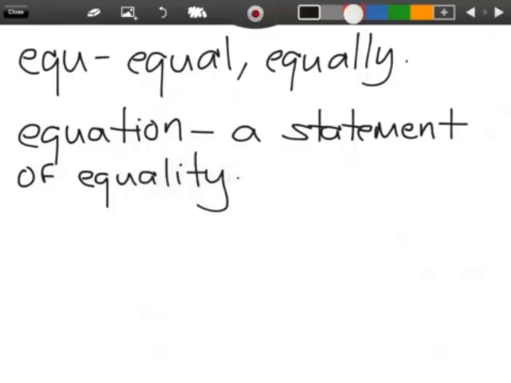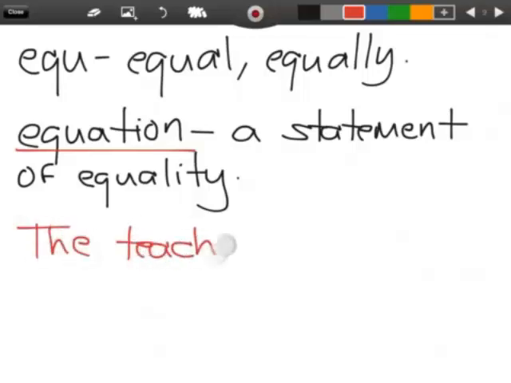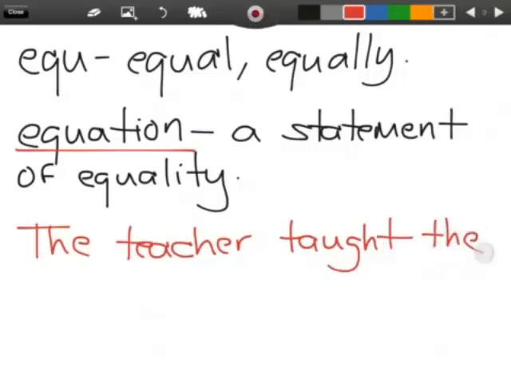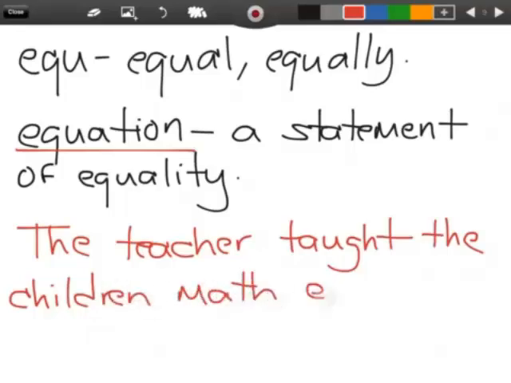I'm going to go ahead and use this in a sentence. The teacher taught the children math equations. I'm going to go ahead and read that to you guys. The teacher taught the children math equations.